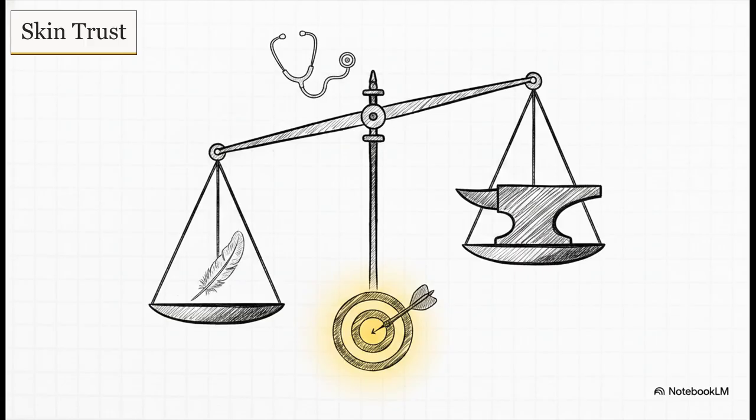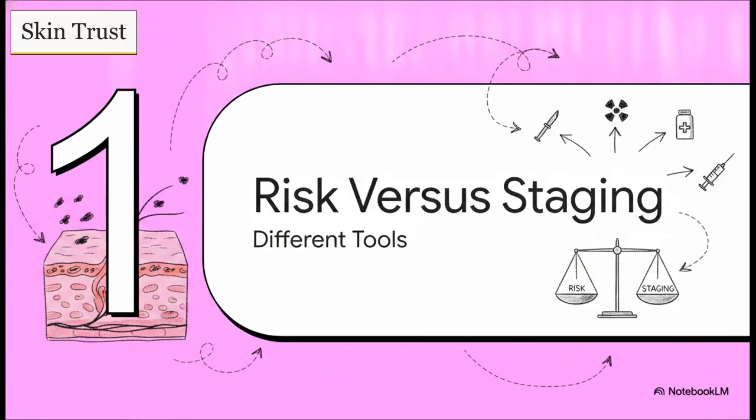The main goal here is finding the least treatment that reliably solves the actual cancer problem. We aren't looking for the least treatment in every single case, and definitely not the most intensive treatment by default. Which brings us to Section 1, Risk versus Staging, different tools for different jobs.